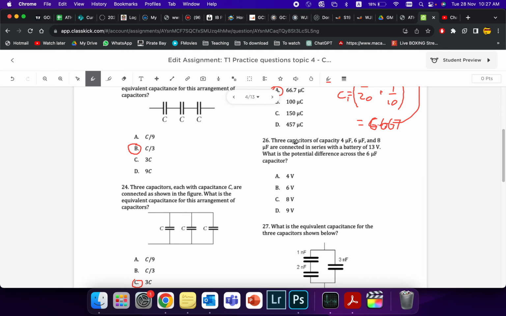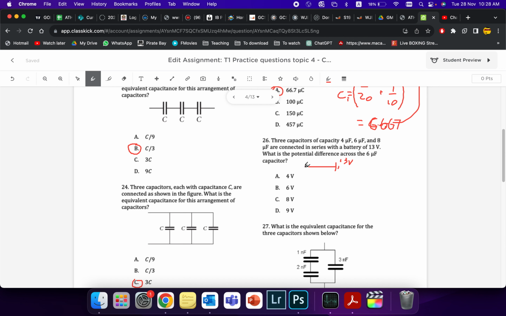Let's move on. The 3 capacitors, 1, 2, and 3, are connected in series with the battery. What is the voltage across this individual one? Okay, so there are actually multiple ways to do it, in fact. But if they're in series, an easy way to quickly solve this is to calculate the total capacitance, find the total charge. Once we've done that, we can just find the V on any of the capacitors. What am I talking about? Here is my battery, and this is 13 volts.